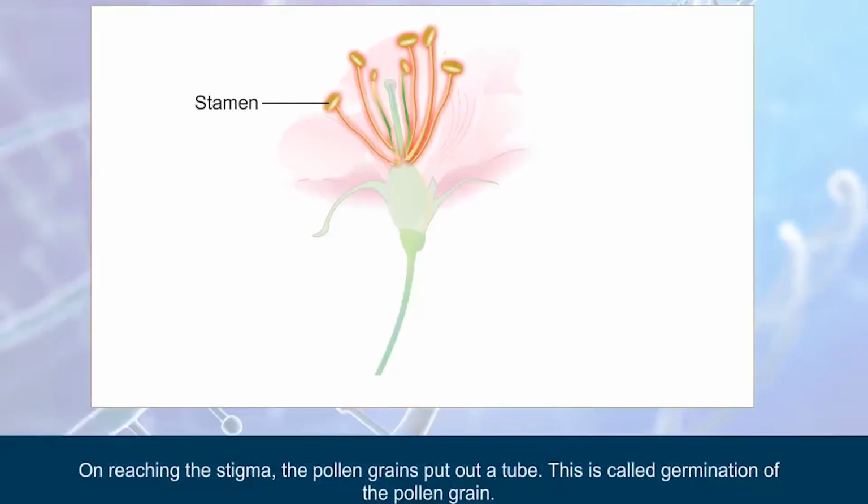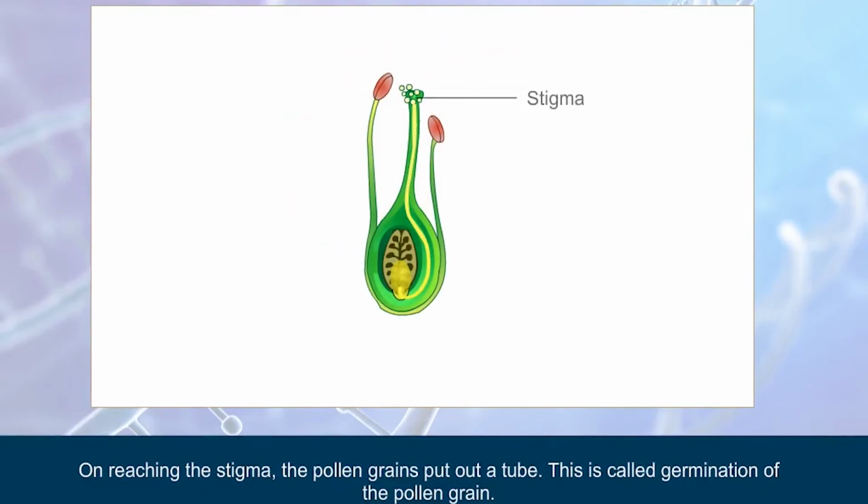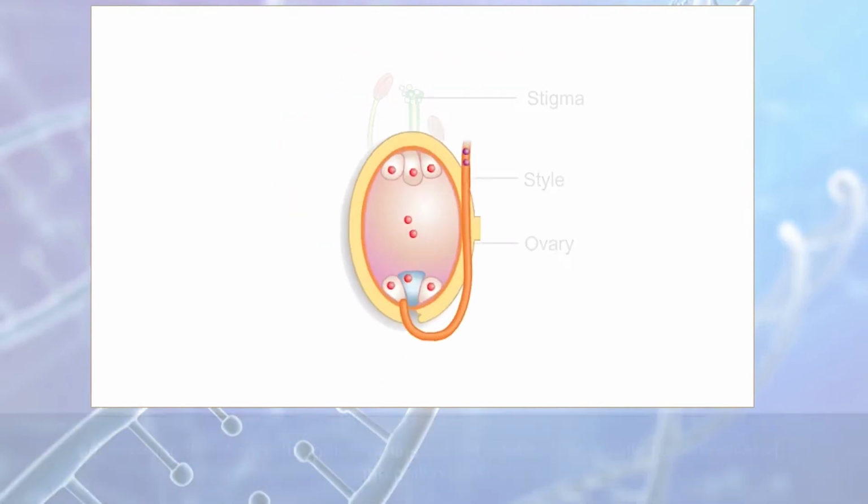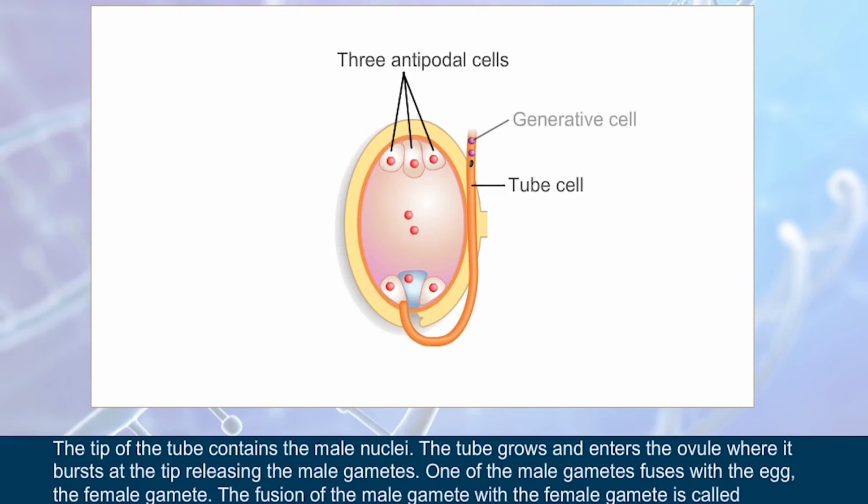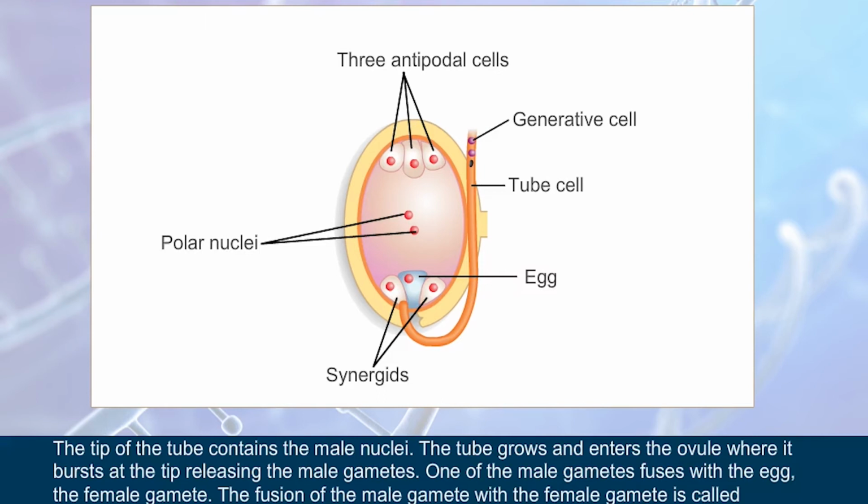On reaching the stigma, the pollen grains put out a tube. This is called germination of the pollen grain. The tip of the tube contains the male nuclei. The tube grows and enters the ovule where it bursts at the tip, releasing the male gamete. One of the male gametes fuses with the egg, the female gamete. The fusion of the male gamete with the female gamete is called syngamy.